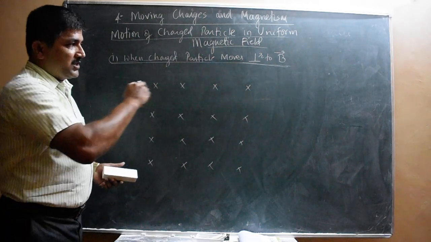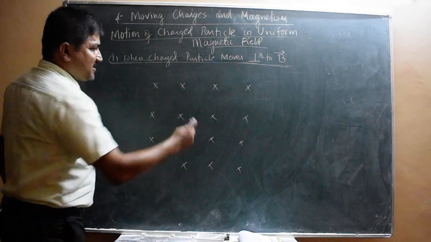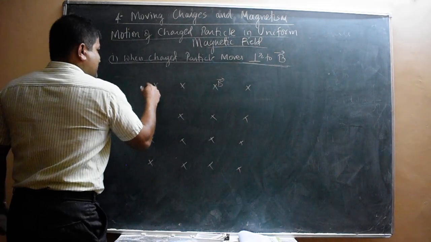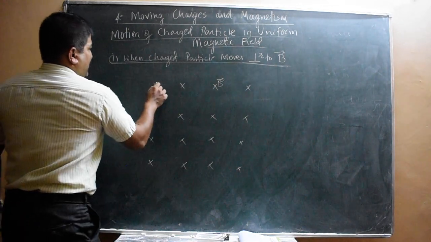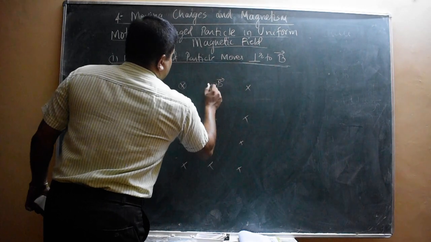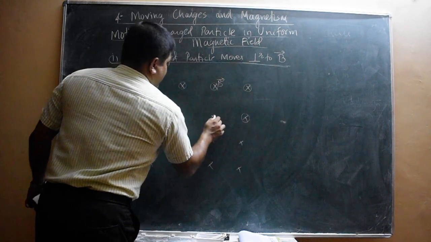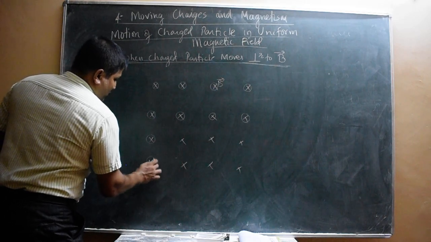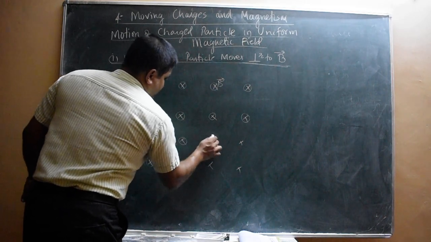Normal outward, dots we use to represent the field. So this is the magnetic field B. X mark indicates inward, we can also circle it. Okay, not necessary, but you can put. So this represents the magnetic field into the plane of paper or board perpendicular to it.